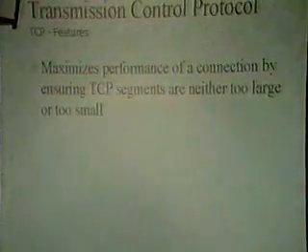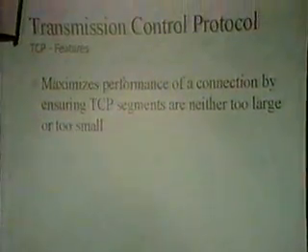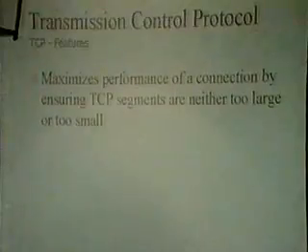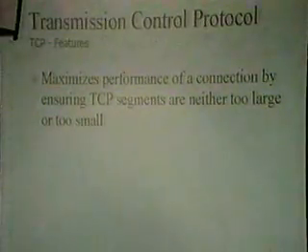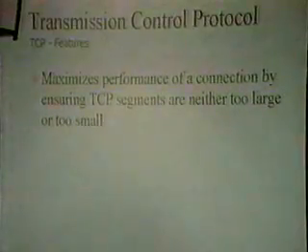And one of the other features of TCP, it maximizes performance of a connection by ensuring TCP segments are neither too large nor too small. There's a lot of bounds checking to make sure it's not sending too much data. You don't want to send too much data because if that receiving host can't handle that much data, you're going to lose data and you're going to have probably corrupted data being sent across the wire.